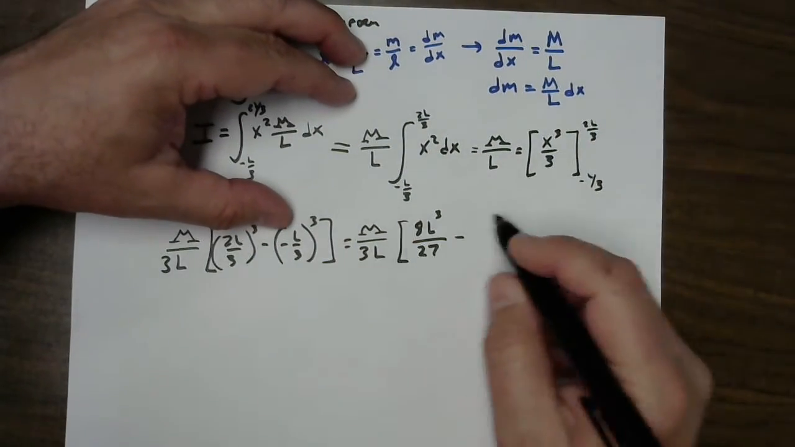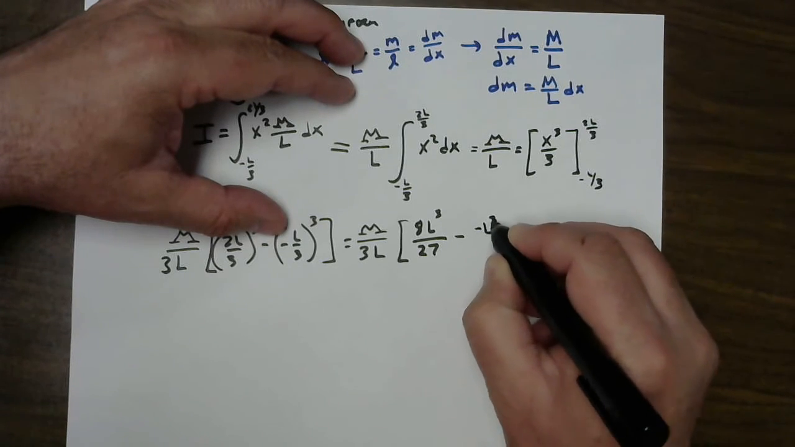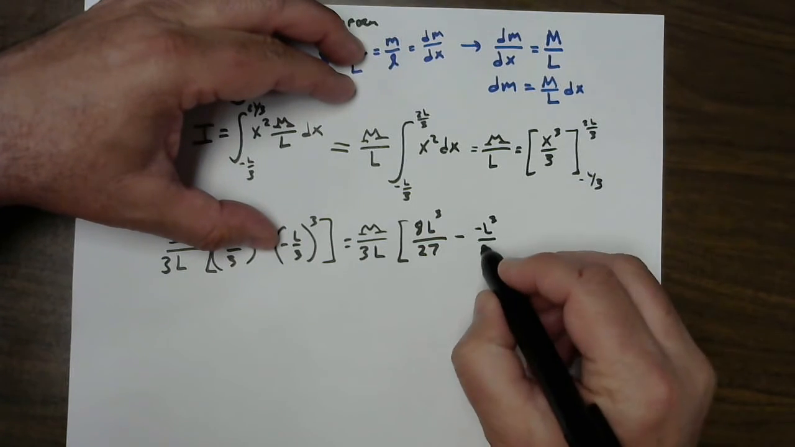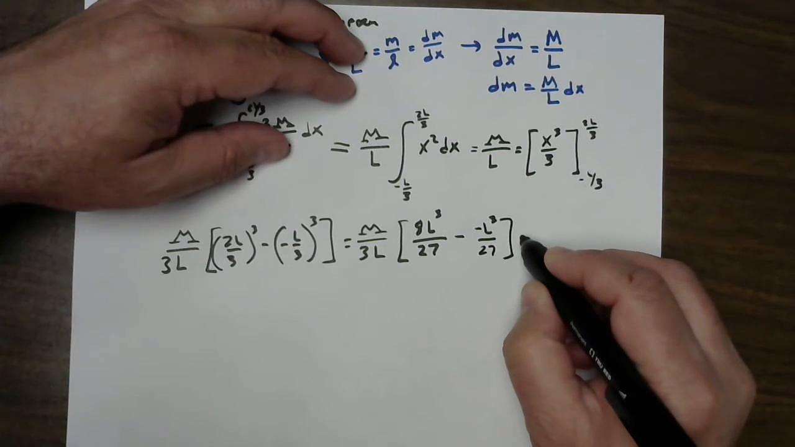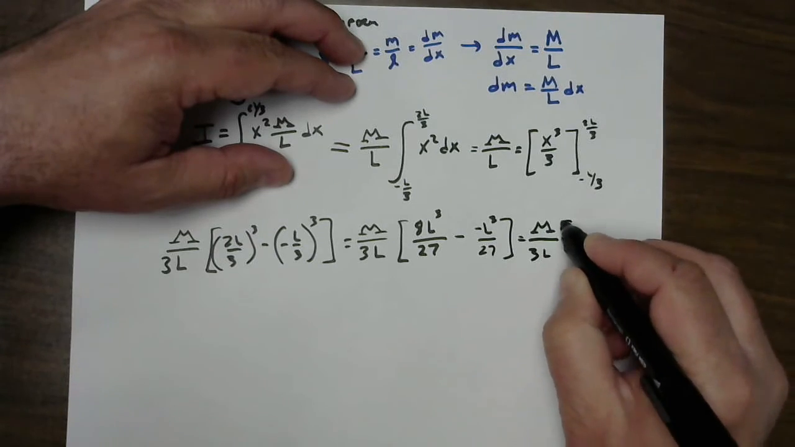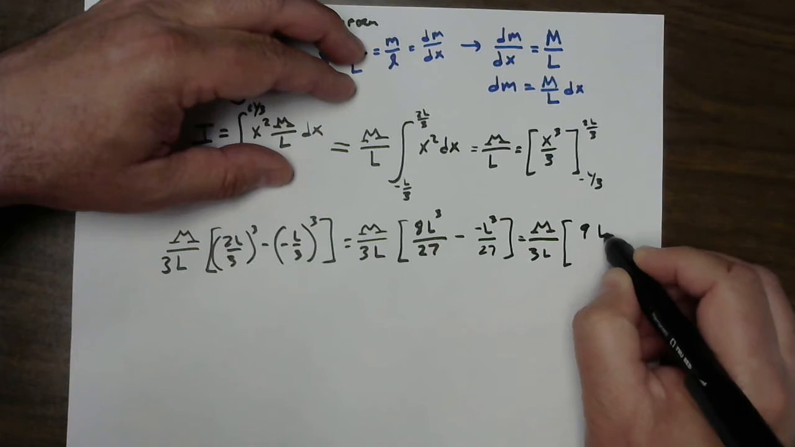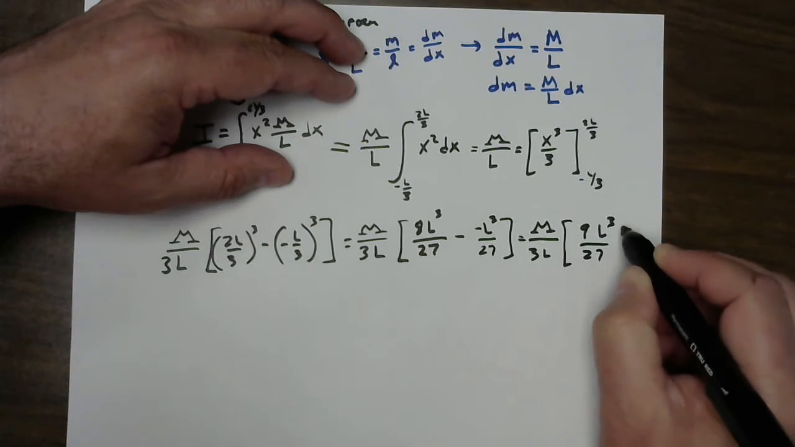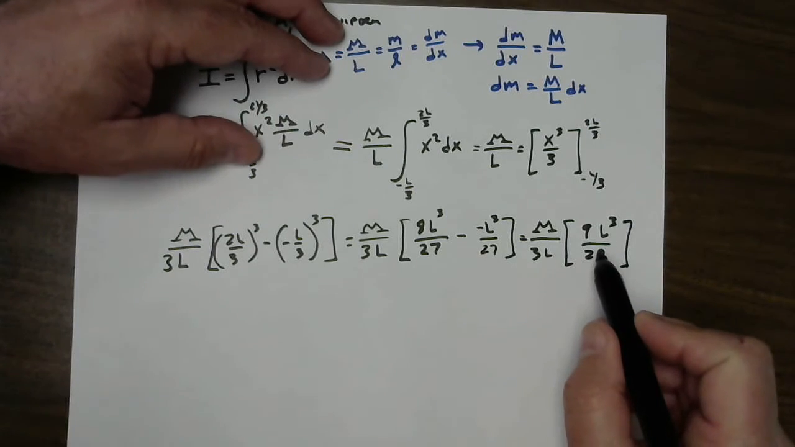So we are trying to cube this thing. Now minus L cubed is still minus L cubed. And 3 cubed is 27. Okay, minus minus is a plus. So now it looks like we have M over 3L. Grand total of 8 minus a minus 1 is 9 L cubed over 27. Okay, this is cool. 9 over 27 is a third.